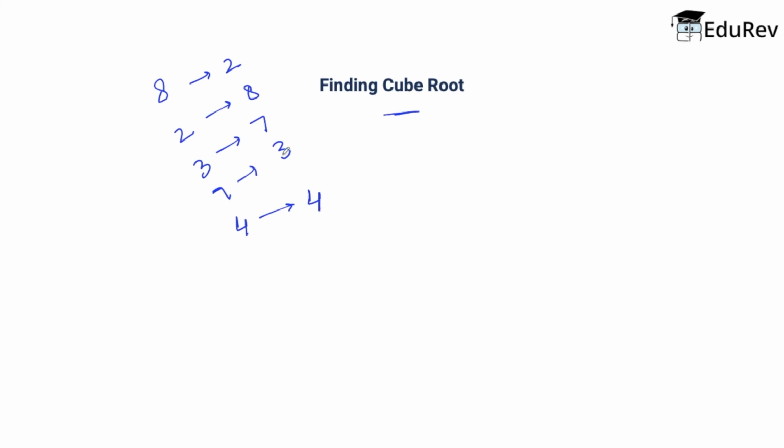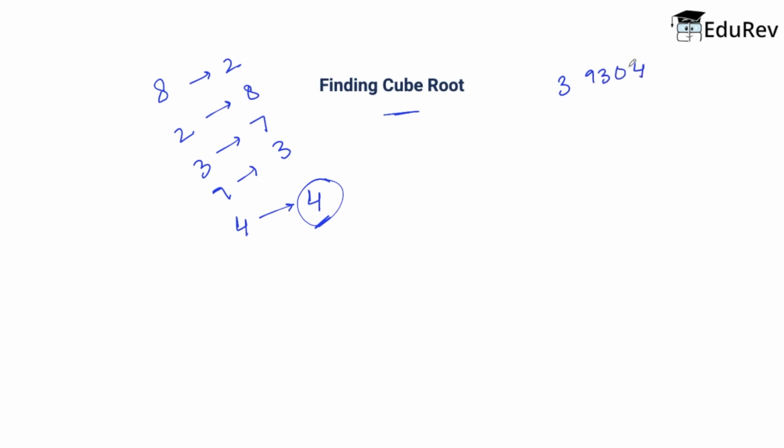Now, if the last digit of the cube is anything other than 2, 3, 7, 8, then we need to put the same number as the unit digit, like I've told you for 4. So for anything other than 2, 3, 7 and 8, we basically need to write the same number again. So now let's find out the cube root of a number.